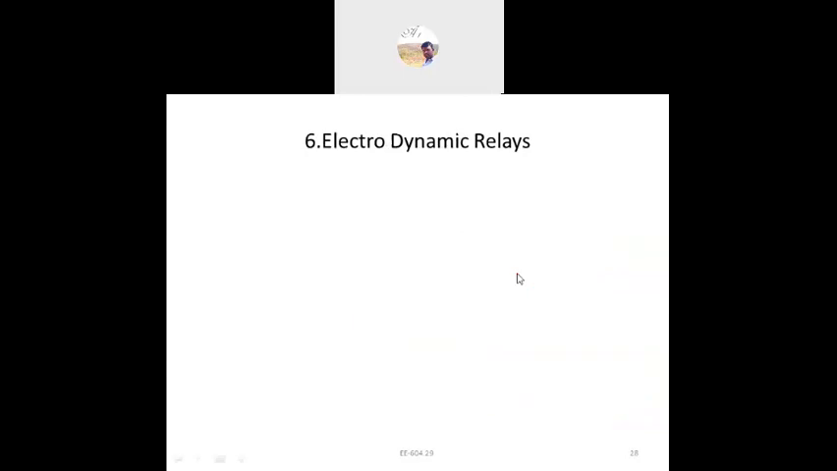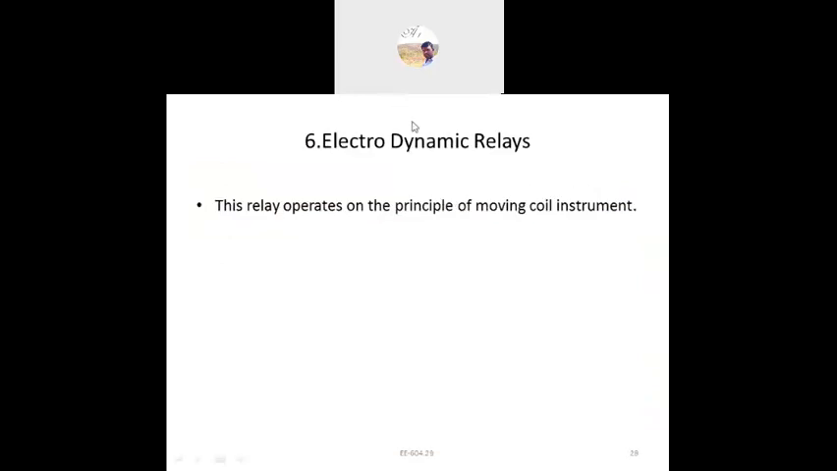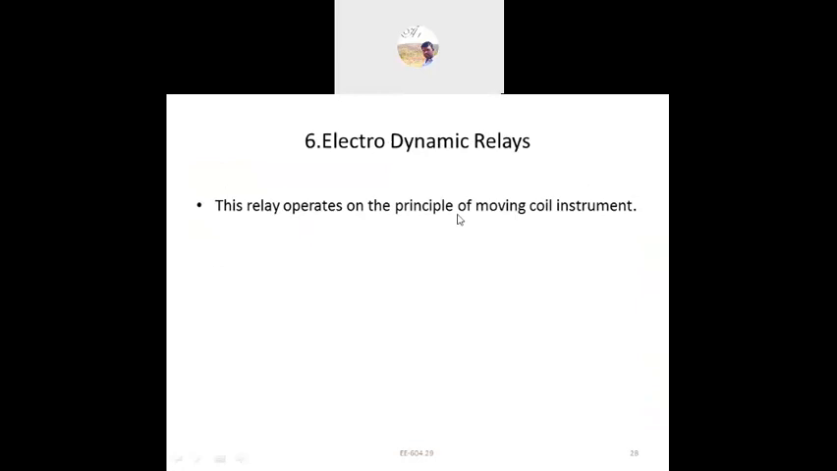Next we have the electrodynamic relay. This relay operates on the principle of a moving coil instrument. We have the instruments, right? Moving coil instrument, moving iron type. The contacts operate based on the working of the moving coil instrument.